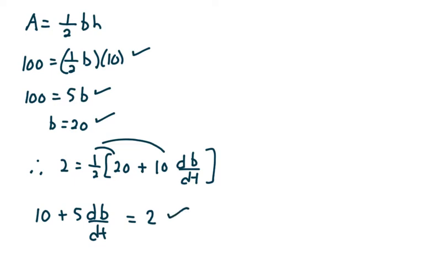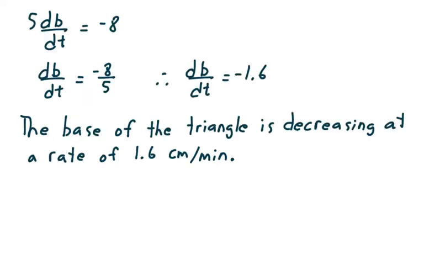Subtract 10 on both sides, and we get 5 db/dt equals -8. Divide both sides by 5. db/dt is -8/5. And if we convert that to a decimal, we get db/dt is -1.6. And so what that tells me is that the base of the triangle is decreasing at a rate of 1.6 centimeters per minute. So the base is getting smaller.